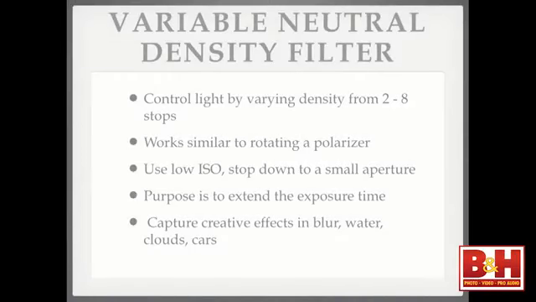So variable will let you control light between 2 and 8 stops, and that's a big generalization because some people will find that it works a bit difficult with a wide angle lens. It works similar to a polarizer because you can rotate, again, between 2 and 8 stops. Use your lowest ISO, because if you increase your ISO, then you're fighting against the whole purpose of using a variable neutral density filter. So this will allow you to stop down and create a longer exposure. That's the purpose of this variable neutral.